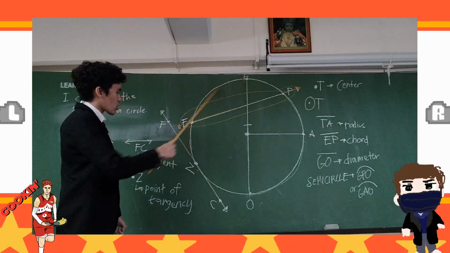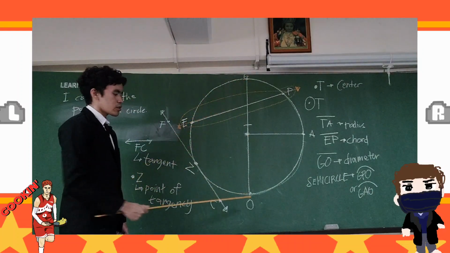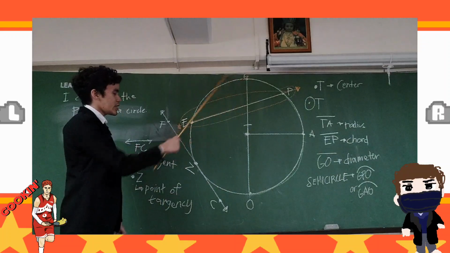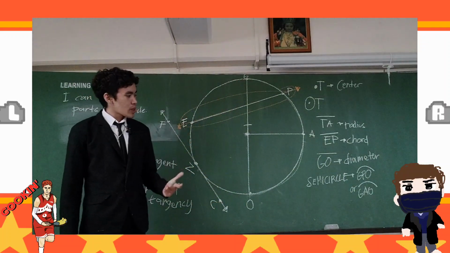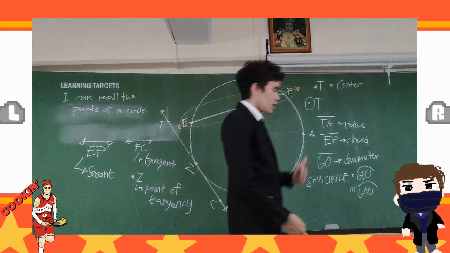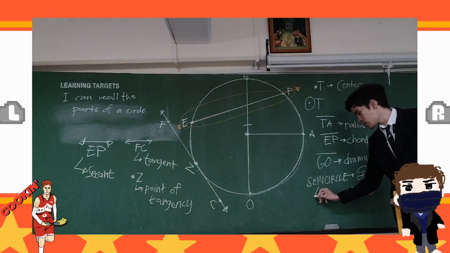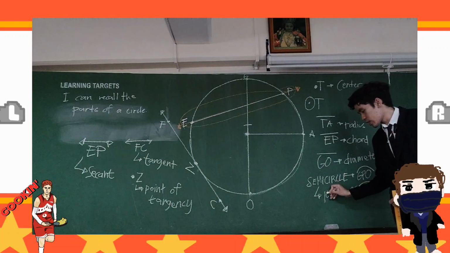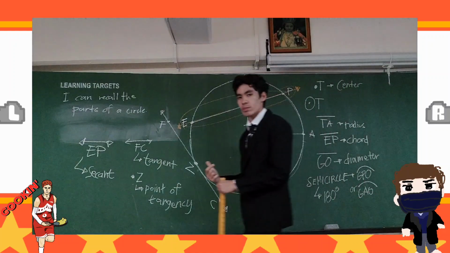So how about if you want to talk about the semicircle right here? You can name it as GEO or GZO. I hope you guys got that one. And a special thing about a semicircle is that it is half of a circle. Therefore, the measurement of a semicircle is 180 degrees. So that's what makes a semicircle.